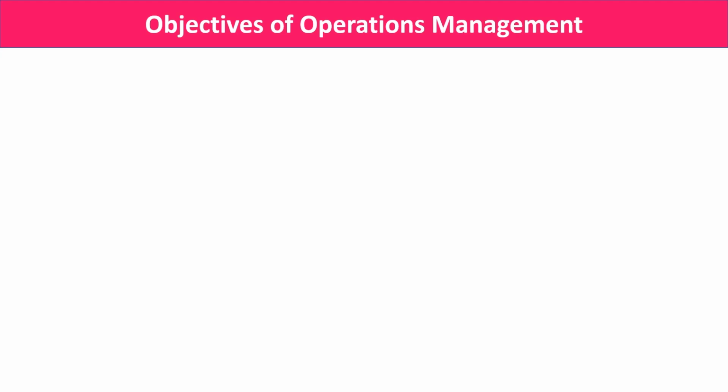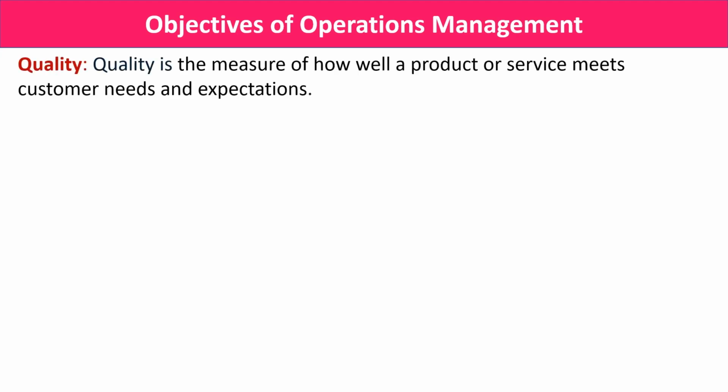Objectives of operations management. Quality. Quality is a measure of how well a product or service meets customer needs and expectations. Quality affects customer satisfaction, brand value, and long-term profitability. Ensuring high quality often means implementing strict standards, using high-grade materials, and maintaining control over the processes to minimize defects.